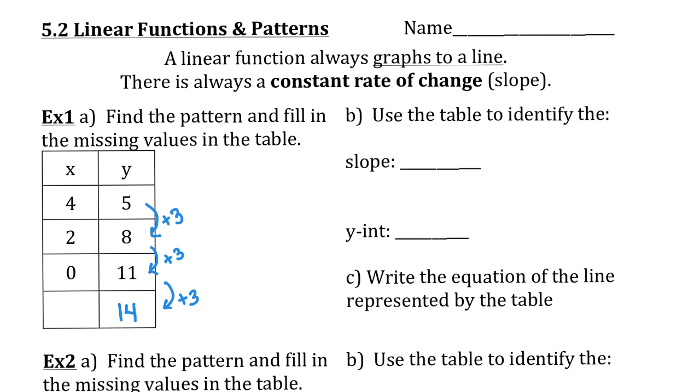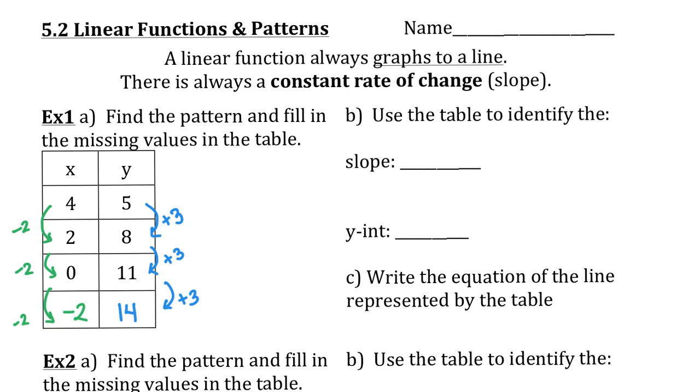Now I'm going to check the x column and see if there's a linear pattern there. From 4 to 2, I'm decreasing or going down 2. 2 to 0, I'm going down 2. If I go down 2 more from 0, I'm going to end up at -2. So by filling in the blank, I got -2.